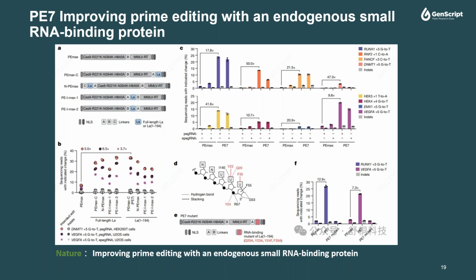The La protein and its truncated version, La 1 to 194, can interact with the poly-U at the 3' end of pegRNA, affecting pegRNA stability and thereby enhancing gene editing efficiency. Thus, it makes me think that fusing this La protein or the truncated version with different PE systems may lead to better editing efficiency in the future.